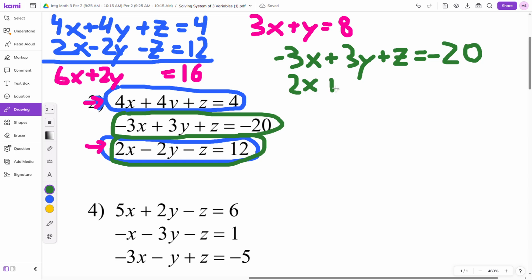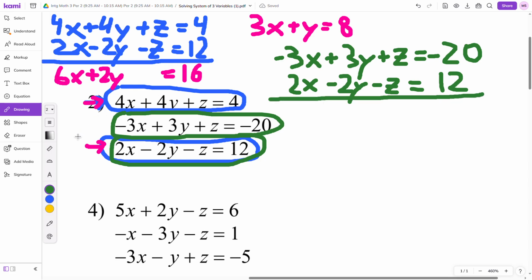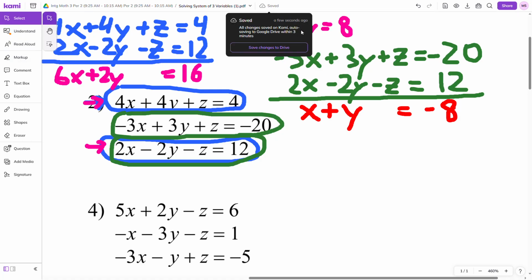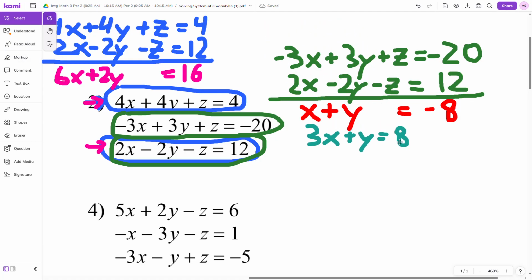2x minus 2y minus z equals 12. And then we're just going to add these two together. And we're going to get, use a different color again, x plus y equals negative 8. And now I have those two equations. And I can even put this one down here.